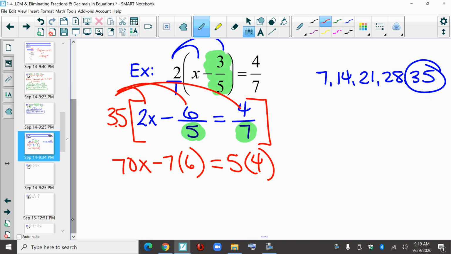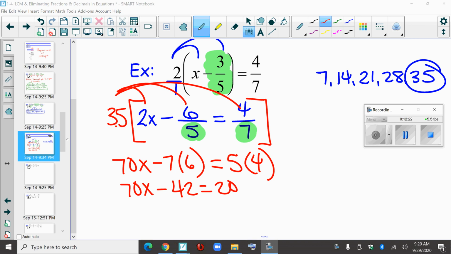So we're almost there. I have no fractions and I have no decimals, but I do have parentheses. So I have 70x minus 42 is equal to 20. So now you have no fractions, you have no decimals, and you have no parentheses, so you are done.